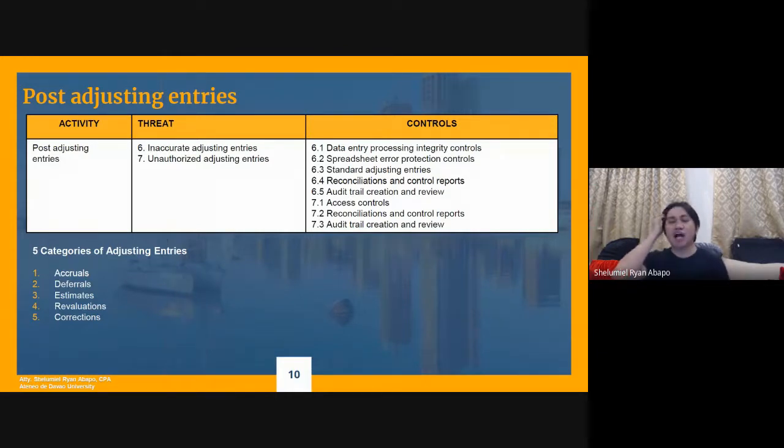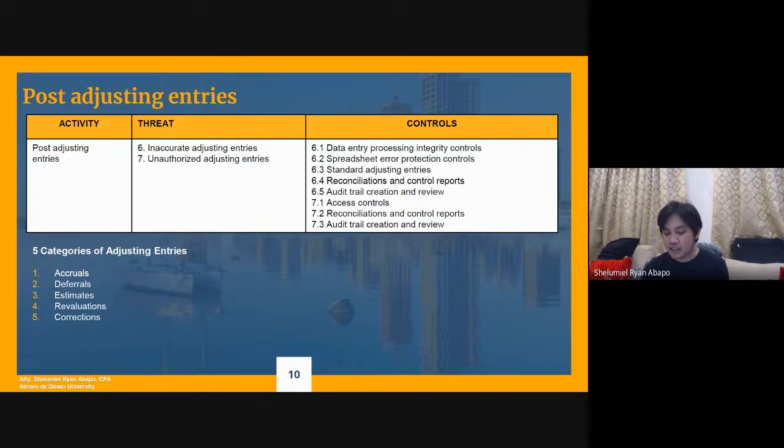Now, what are the different threats that will undermine the posting of your adjusting entries? The first will be inaccurate adjusting entries, and the second will be unauthorized adjusting entries. Pretty much self-explanatory. And we go on now to the controls to address these. Of course, it's still the same, yung ating integrity controls or access controls. For inaccurate adjusting entries, we have the spreadsheet error protection controls and then the standard adjusting entries.